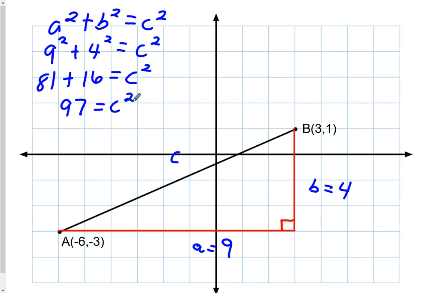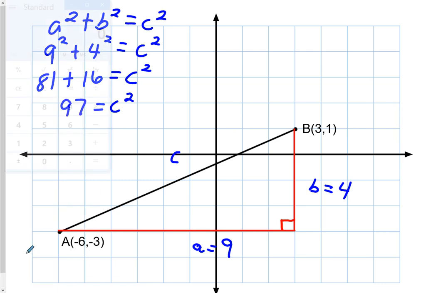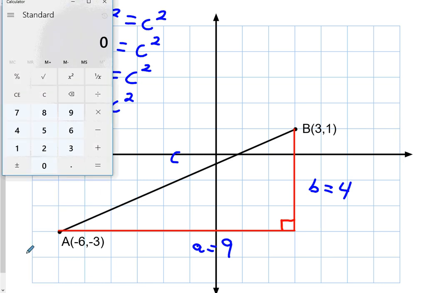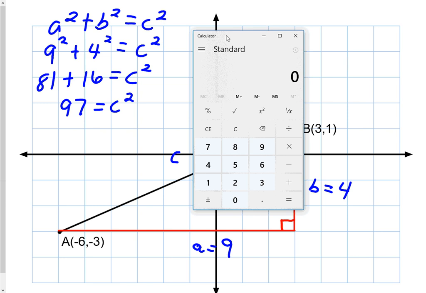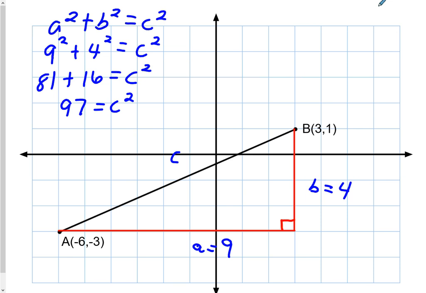I don't have a calculator open. So let's see if I can pull up a calculator. And I end up with 9 squared plus 4 squared, or 97. So I'm going to take the square root of 97, and I get 9.8. So C is approximately equal to 9.8. So that would be my answer for the length of AB.